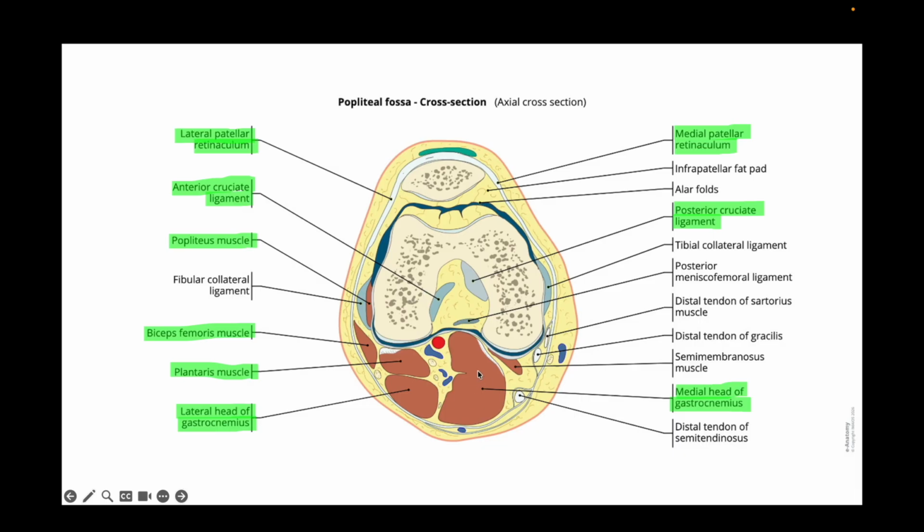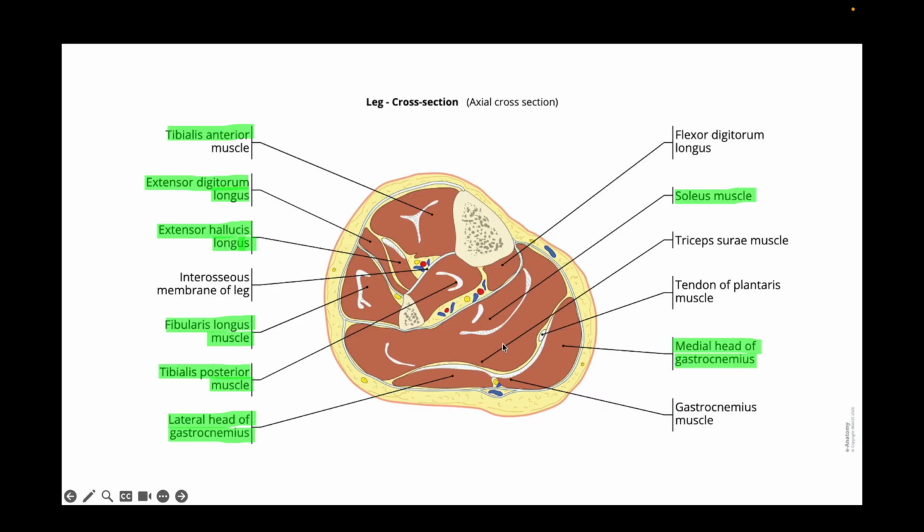You've got some other muscles here, so you've got your gastrocnemius muscles here. You've also got your plantaris muscle here, which runs alongside the gastrocnemius muscles, and then the tendon also runs alongside the Achilles tendon as well. Further down in the leg, again, you've got your tibialis anterior muscle, your extensor digitorum longus muscle, and then your extensor hallucis longus muscle as well.